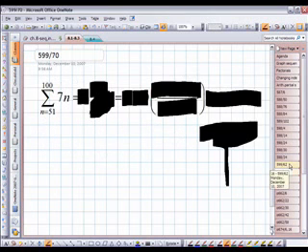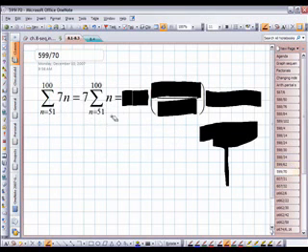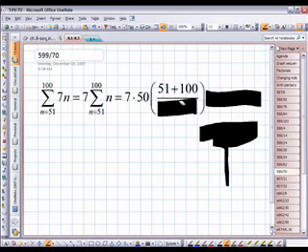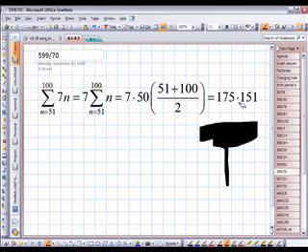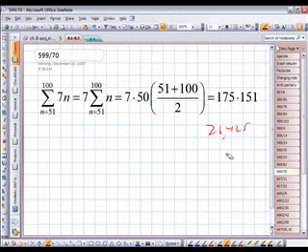Okay, we're evaluating this partial sum in summation form. I put the 7 out front, so 7, and then from 51 to 100, there's 50 terms. The first term is 51, the last one's 100, divided by 2, and then going ahead and doing the arithmetic, 26,425.